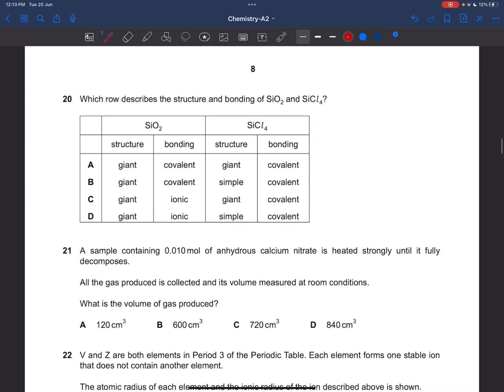If we look at 20, which row describes the structure and bonding of SiO2 and SiCl4, right? SiO2's structure is basically giant, and SiO2's bonding is covalent, because Si is from the metal part and O is from the non-metal part. So they share electrons between each other, forming covalent bonds. So A or B. Then we come to SiCl4, whose structure is simple, not giant. And if we look at bonding, SiCl4 also contains covalent bonding. So we have 4 ticks for B. So B is the correct answer.